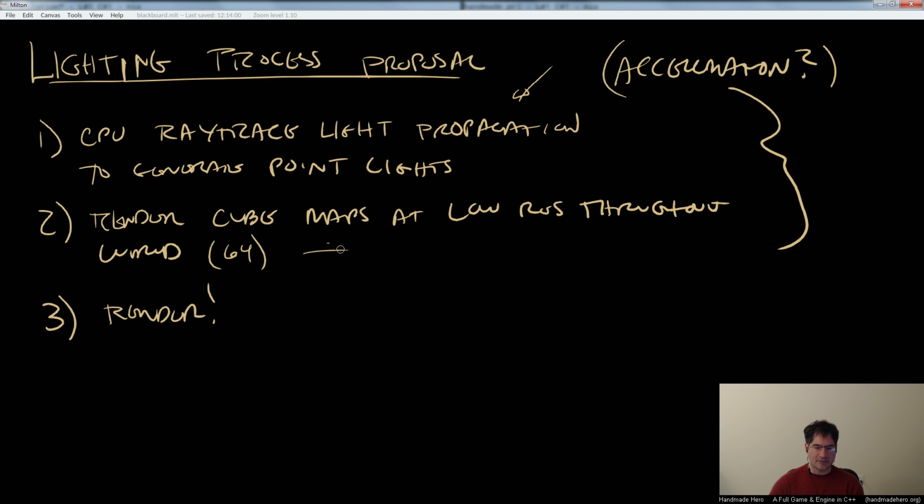Rendering the cube maps at that point is real easy. You just take the array of point lights and the current scene geometry, and you render it with a Z buffer, and you let it occlude. That's about it. Right? I don't think there's much more to it than that. And that would produce the cube maps.